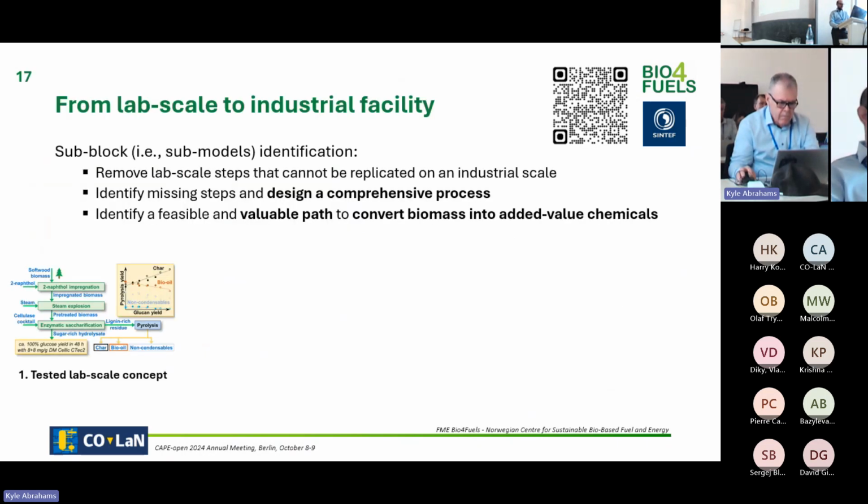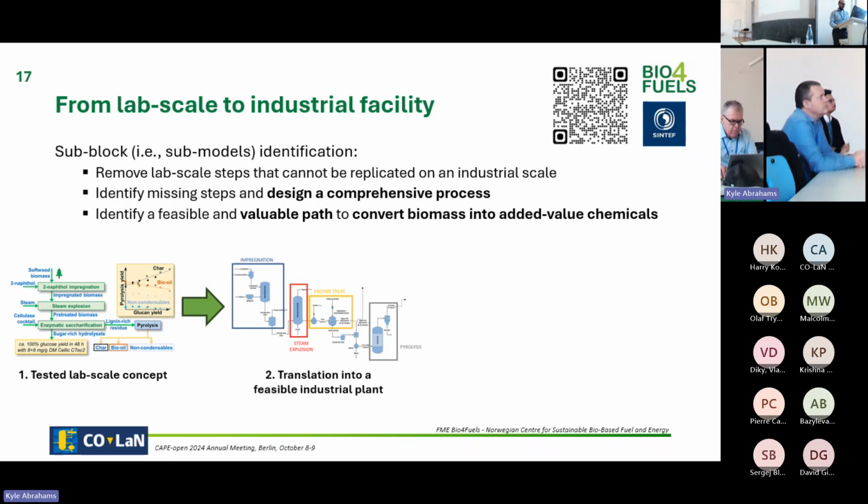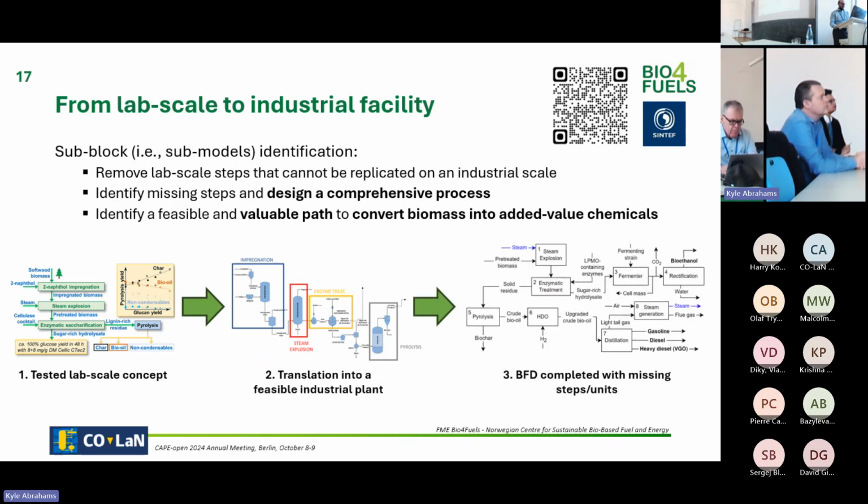So essentially, we started from the process that Aniko and colleagues identified. We remove the lab scale steps because, of course, for instance, when you need a buffer solution to control the pH, that is not possible at industrial scale. You just put soda if you need to raise the pH. You just put a strong acid if you have to go below pH 7. So essentially, we identified a structure of the process, and after that, we completed it with missing steps that are possible and feasible on an industrial scale.